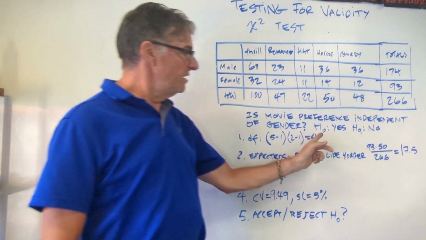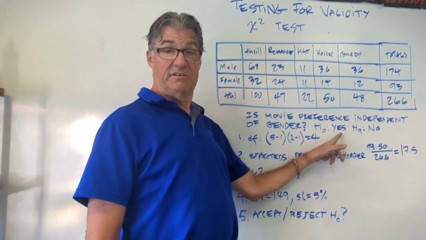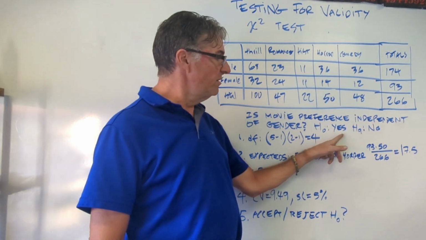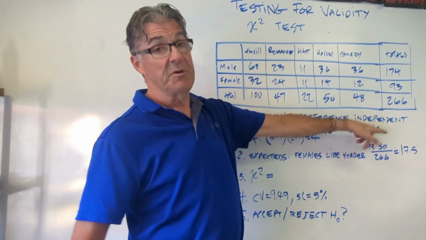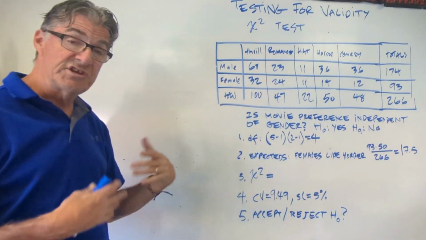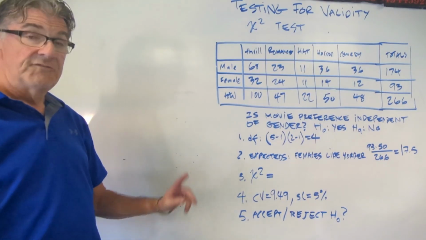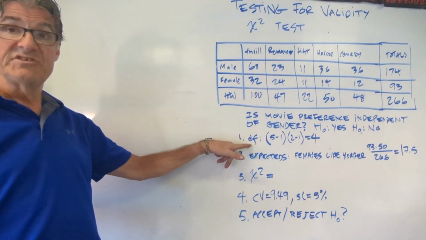So that would mean the H0 is yes. We have accepted the null. The HA would be no, it's not independent of gender, in which case we reject the null. So there's our language and our notation around that. First prompt, find the degrees of freedom.